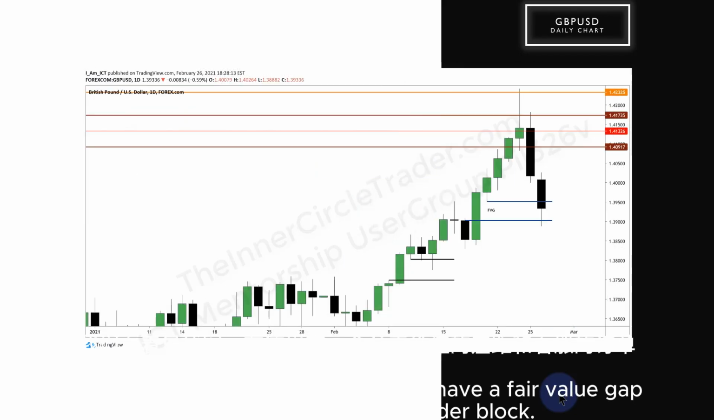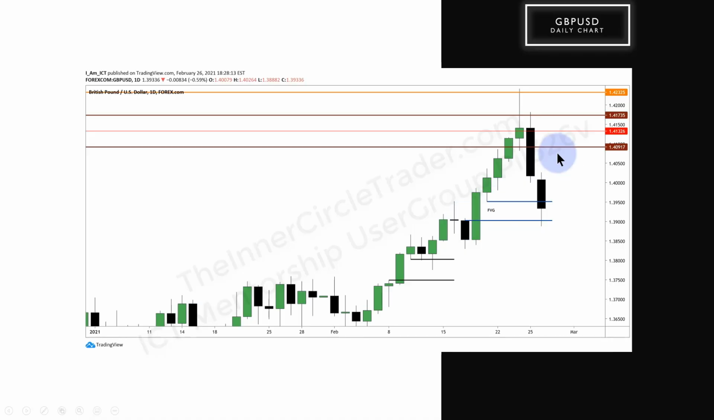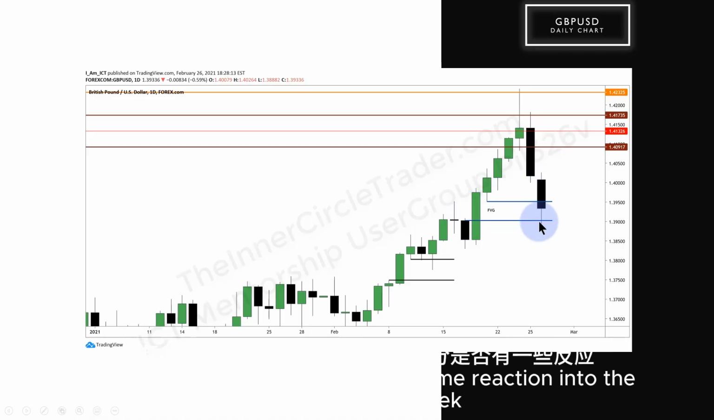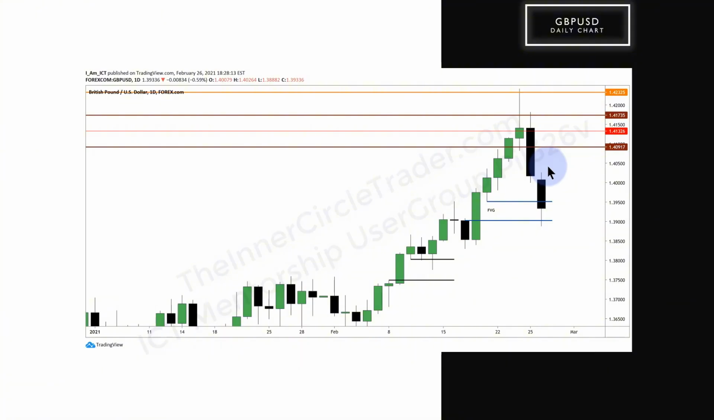All right, cable. We are looking at the daily chart, and we have a fair value gap in here with the bullish order block. We traded down into that. It'll be interesting to see if we get some reaction into the first part of the week coming up. We have a small little volume imbalance in here. Notice the gap between the closing price on this candle right here and the opening price on this candle here. So there's a small little volume imbalance there.